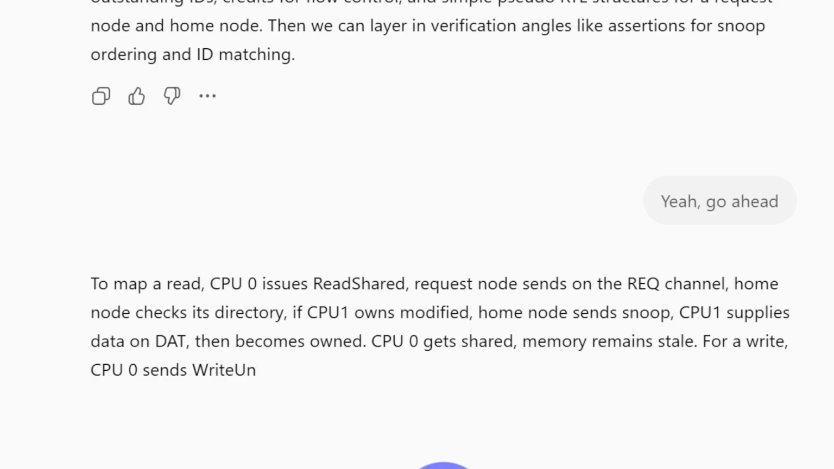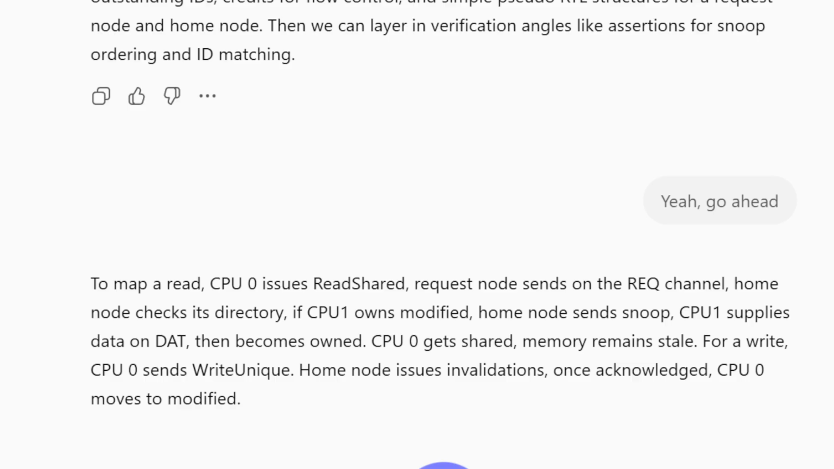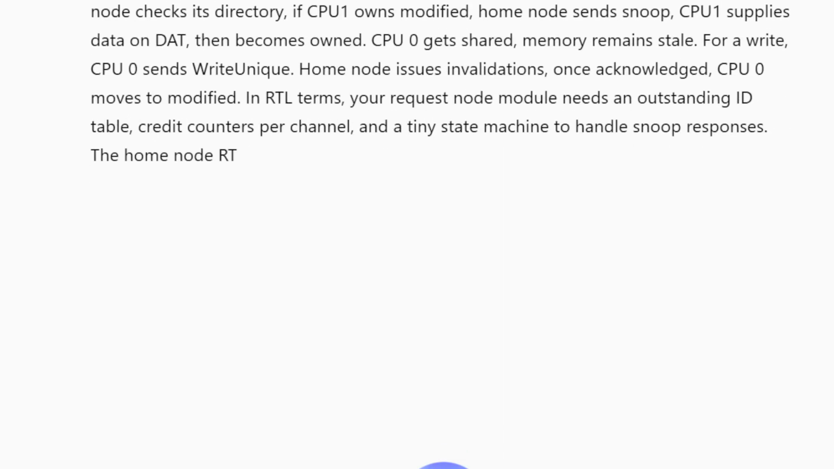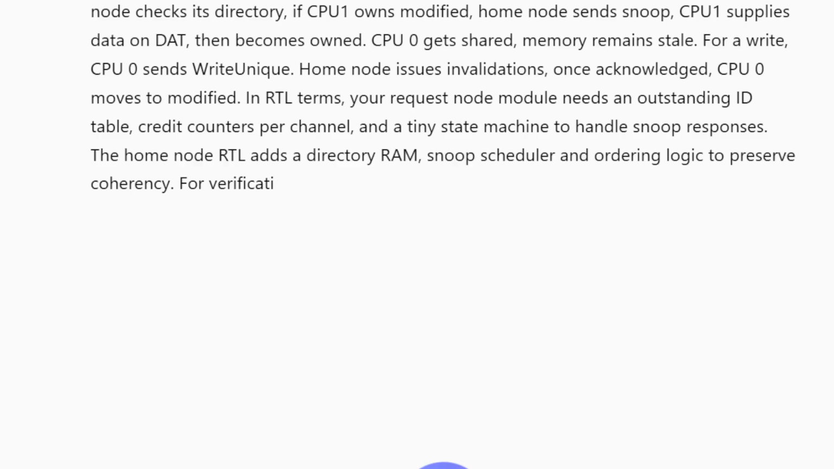In RTL terms, your request node module needs an outstanding ID table, credit counters per channel, and a tiny state machine to handle Snoop responses. The home node RTL adds a directory RAM, Snoop scheduler, and ordering logic to preserve coherency. For verification, assert that every transaction ID eventually retires, no orphan snoops, and data returns match request IDs. That's how you'll prove the design is sound.